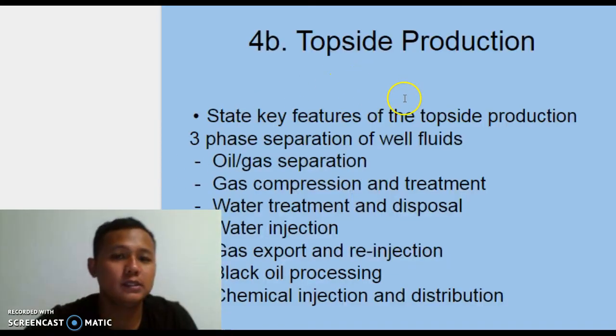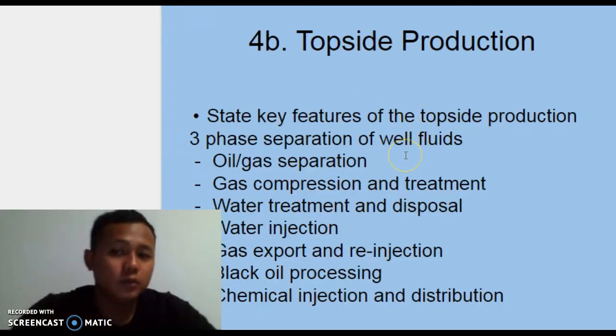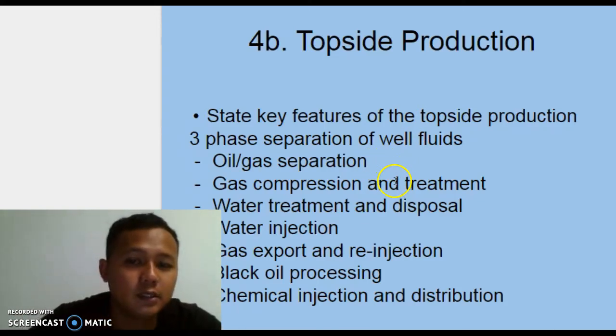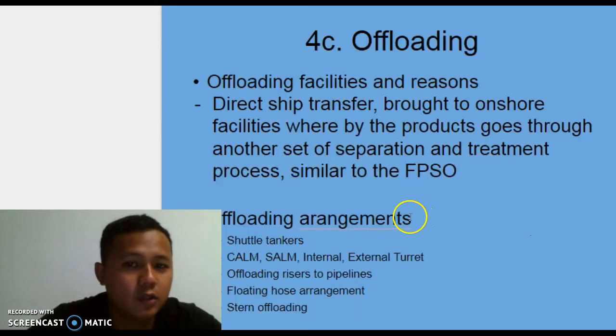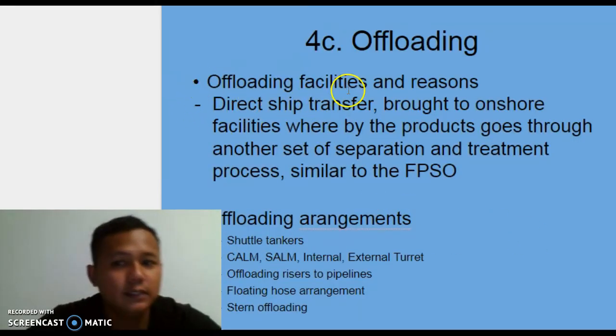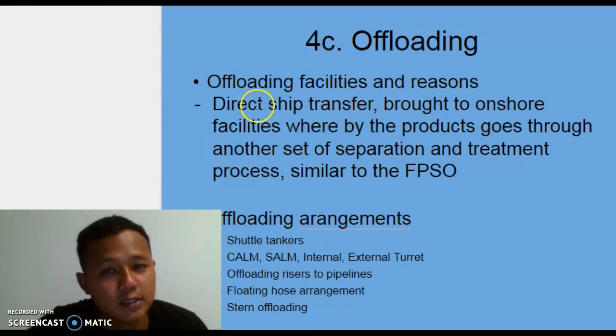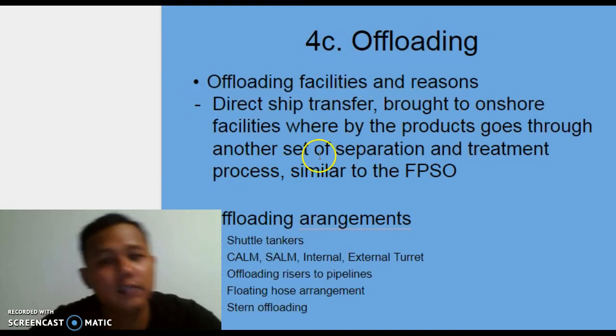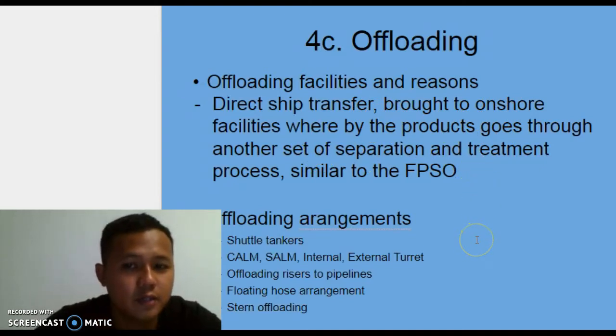On the topside production, usually there are a few processes, which include oil and gas separation, gas compression and treatment, water treatment and disposal, water injection, gas export and re-injection, black oil processing, and chemical injection and distribution. Like I said, for the offloading facilities, the reason for it is direct ship transfer, which is a ship-to-ship transfer, brought to an onshore facility where the product goes through another set of separation and treatment process similar to the FPSO.